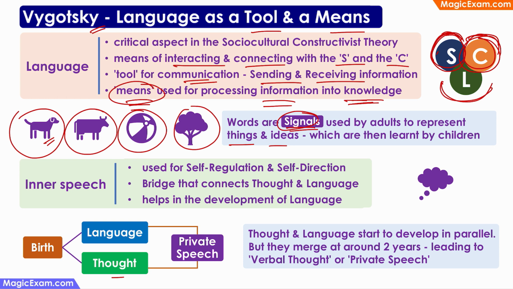And then he also talks about the concept of inner speech. As we have discussed previously also, inner speech is nothing but the expression of thought in the form of language. When children are playing alone, they are usually talking to themselves. So this talk or this speech is not aimed at anybody else. The speech is being used for self-regulation and self-direction. They are just giving instructions to themselves, or they are just thinking out aloud.